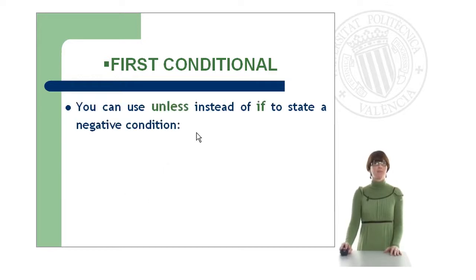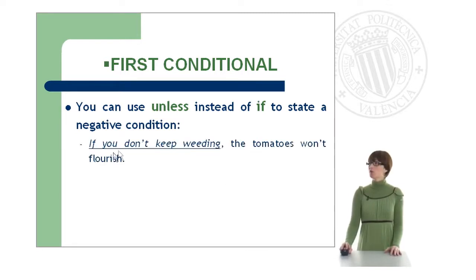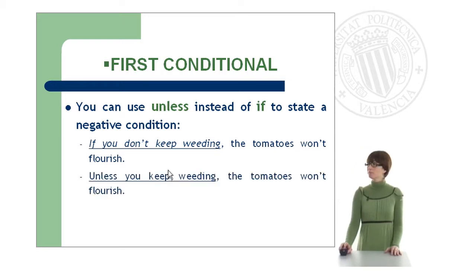Sometimes you can use unless instead of if to state a negative condition. For example, if you don't keep weeding, the tomatoes won't flourish. If we want to express the same sentence with unless, this is the result. Unless you keep weeding, the tomatoes won't flourish.